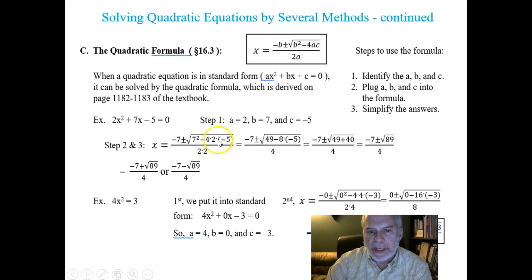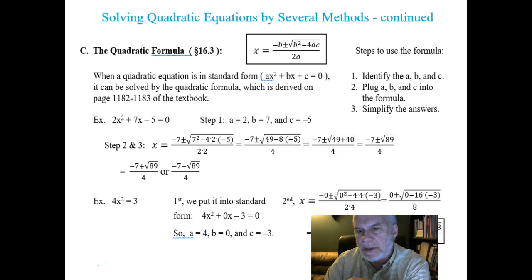And then you can start multiplying these numbers together. You want to do all the multiplications before you do that subtraction. So 4 times 2 is 8. And then I have -8 times -5. So notice how you got two negatives. Minus a negative is going to be, I'm sorry, it's going to be positive. So you end up with positive 40 there. So you end up with -7 plus or minus the square root of 49 plus 40. Now you can just go ahead and add that. That's 89. So -7 plus or minus the square root of 89 over 4.